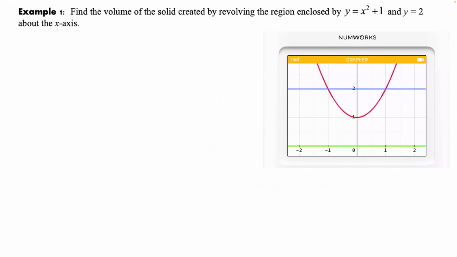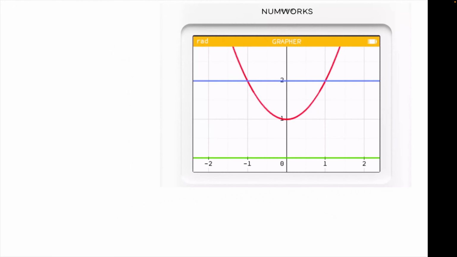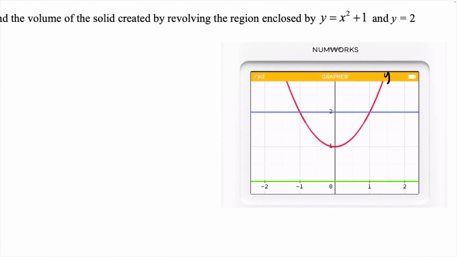Okay? So y equals x squared plus 1 is the red. Y equals 2 is the blue. And then the x-axis is the green on mine. So the area enclosed by x squared plus 1 and y equals 2 is this area here. That's the area enclosed.